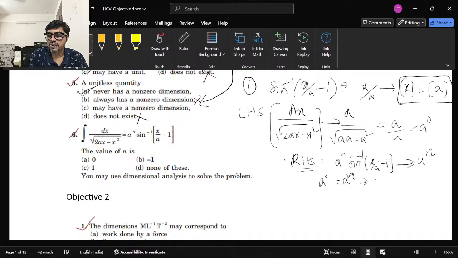Comparing the powers, n must be equal to 0. That's the answer, you have it. You may use dimension analysis, saying no, I will use dimension analysis.